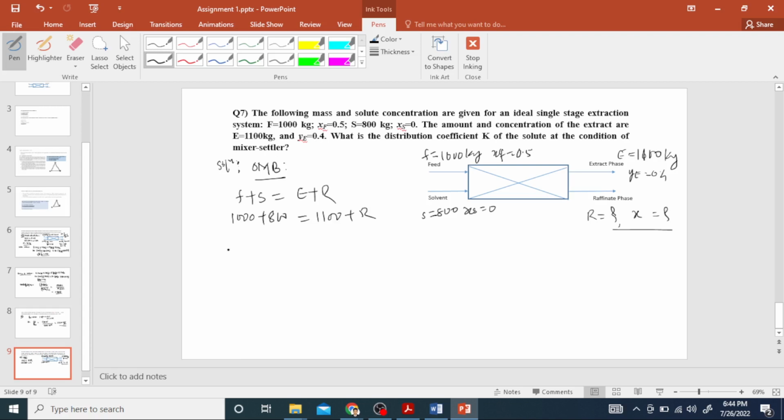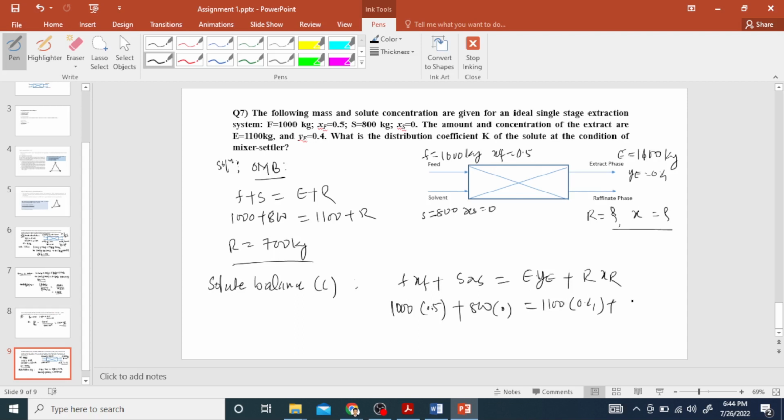Now we have to do the solute balance. F xF plus S xS is equal to E yE plus R xR, right? 1000 times 0.5 plus, here xS is 0, E is 1100 and yE 0.4, R 700, and xR we have to calculate. So what would be the xR? So 0.085.